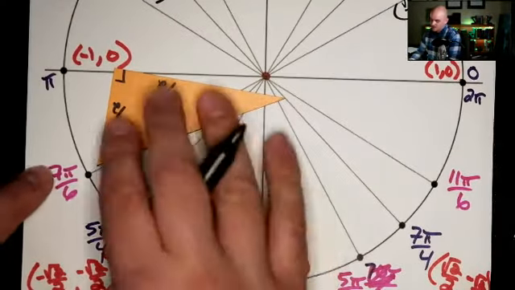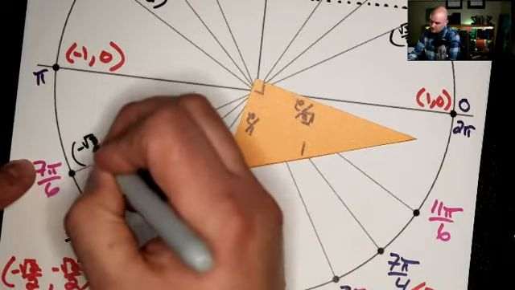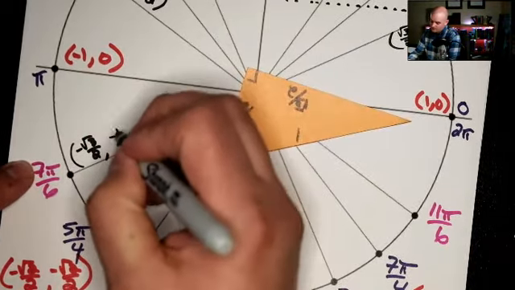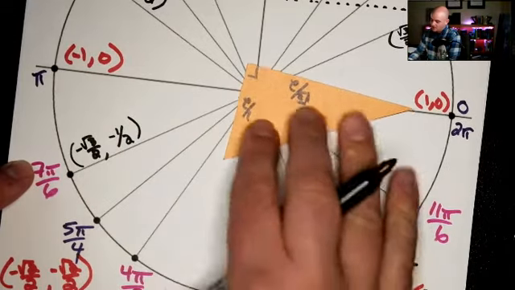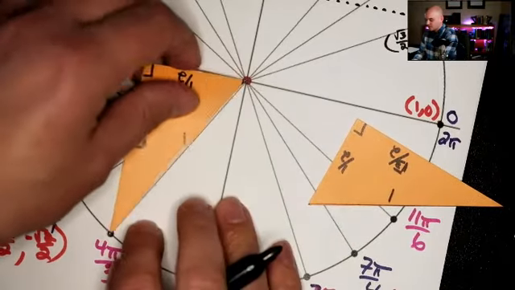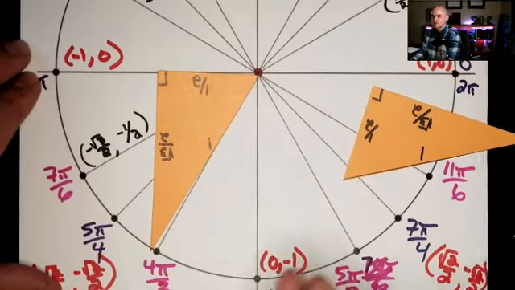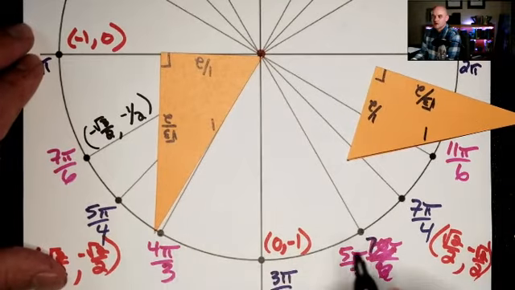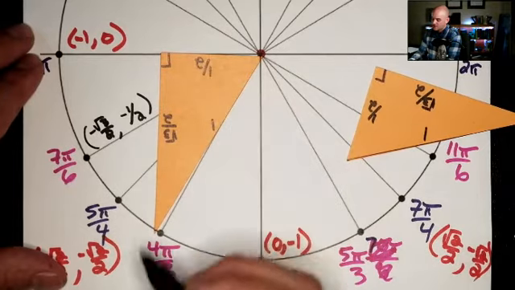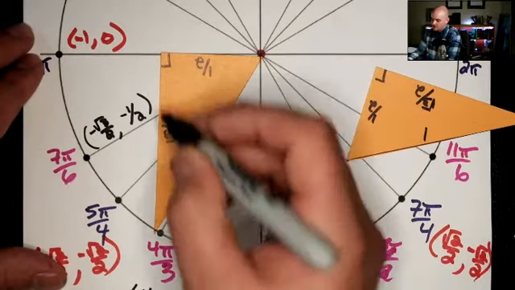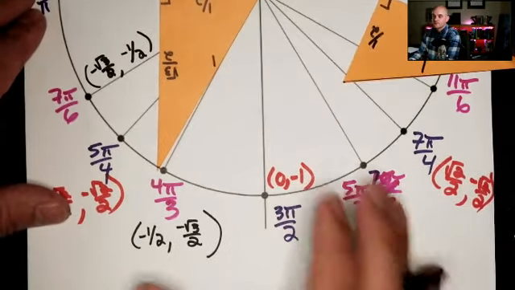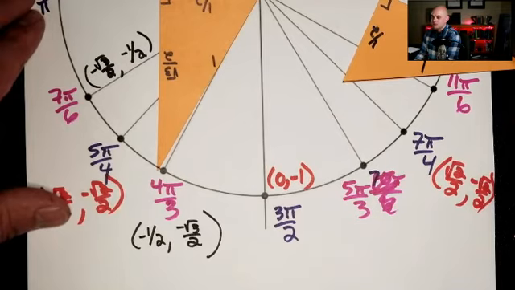This is at 7 pi over 6. Negative root 3 over 2, and then we're going to come down negative 1/2. Notice all of our values down here are negative. Right here, we're going to put our triangle in like this. And so you should start to see, once you realize where 4 pi over 3 is on the unit circle, you can visualize this triangle and say, oh, I go negative 1/2 for my x value, and then negative root 3 over 2 for my y value. So negative 1/2, comma, negative root 3 over 2.